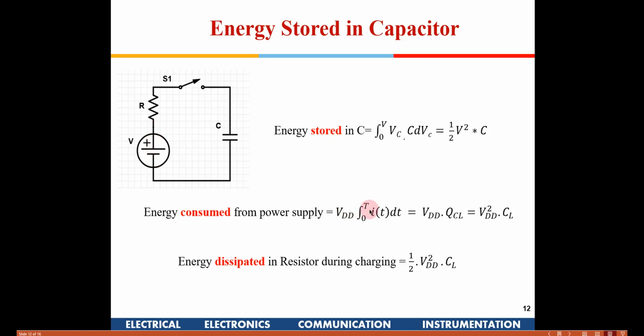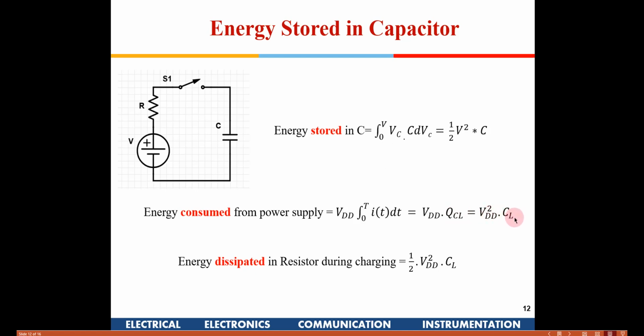So VDD and 0 to T I dt. Okay, if you integrate that, integration of I dt is what? It is only the total amount of charge which has moved out of this. That is the total amount of charge which has got accumulated in this capacitor. Now that is QCL, and if I again substitute it with VDD into CL, I will get VDD square CL.